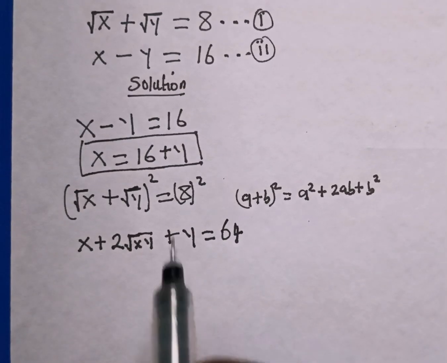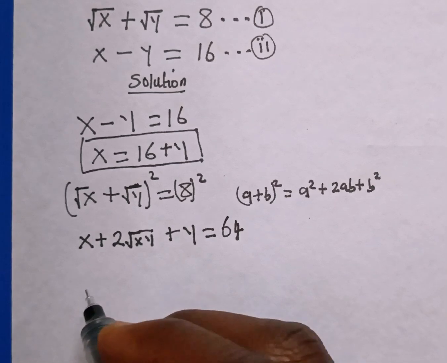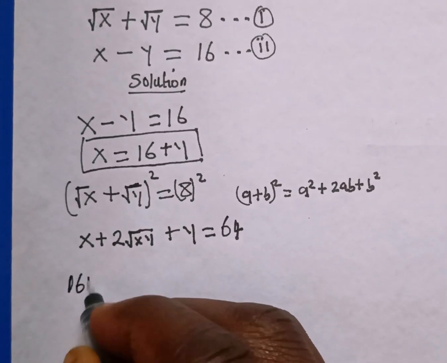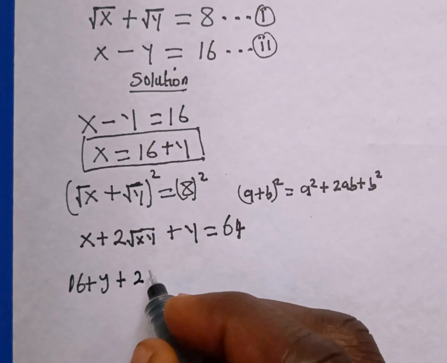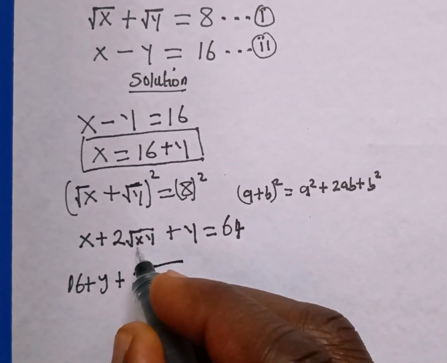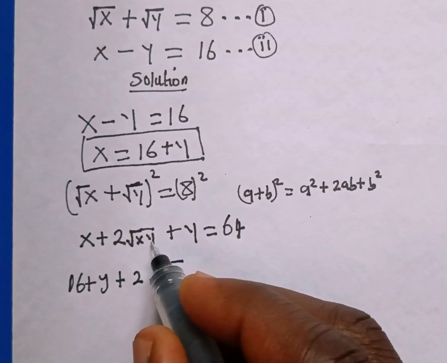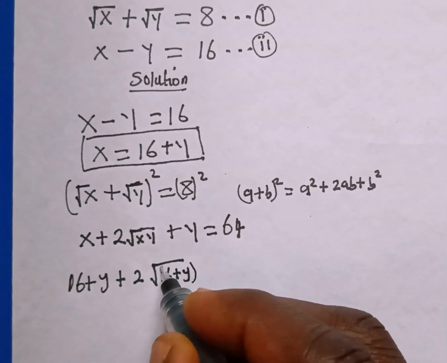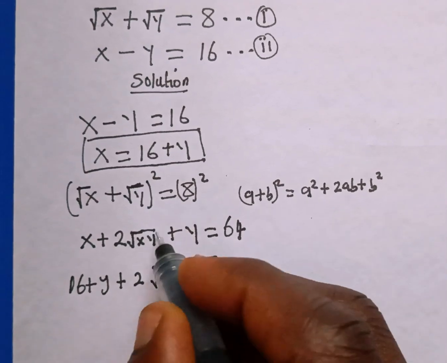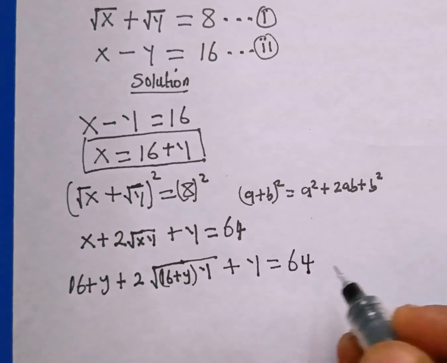Now we can replace the value of x as 16 plus y. So in place of x here, we are going to replace 16 plus y, then plus 2 square root of, in place of x here also, we're going to replace 16 plus y. And remember, we have another extra y here, so this is going to be 16 plus y, then multiplied by this initial y, then plus y, which is going to be equal to 64.